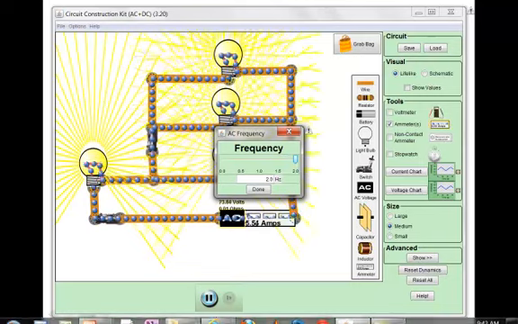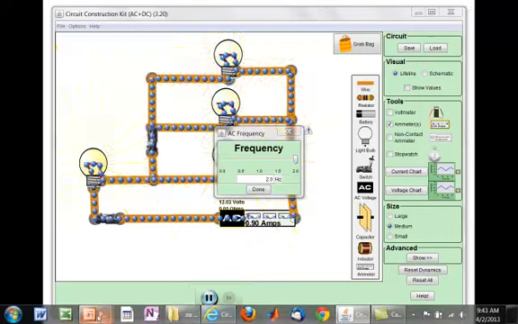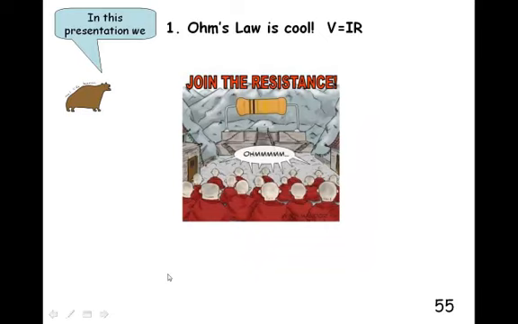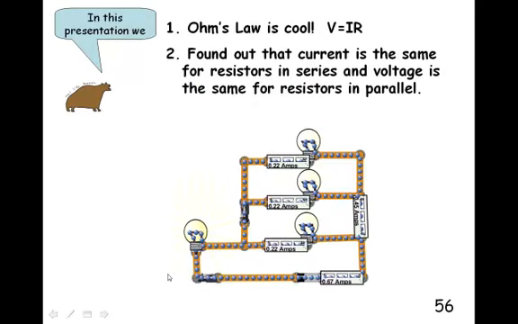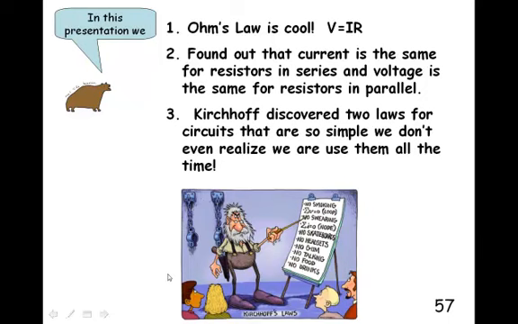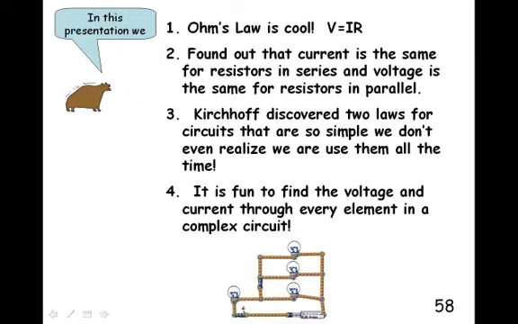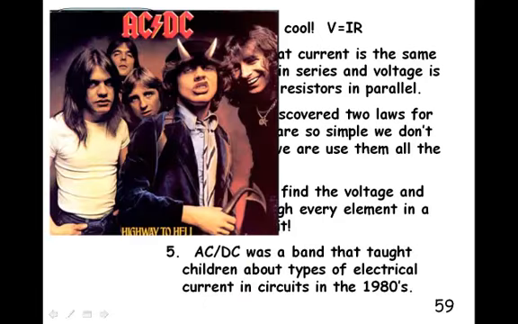All right. Let's see what we've got here to end our show. What did we learn? Ohm's law is cool. We found out that current is the same for resistors in series, and voltage is the same for resistors in parallel. Kirchhoff discovered 2 laws for circuits that are so simple we don't even realize we're using them most of the time. It's fun to find the voltage and current through every element in a complex circuit. And AC/DC was a band that taught children the types of electric current in circuits back in the 1980s.